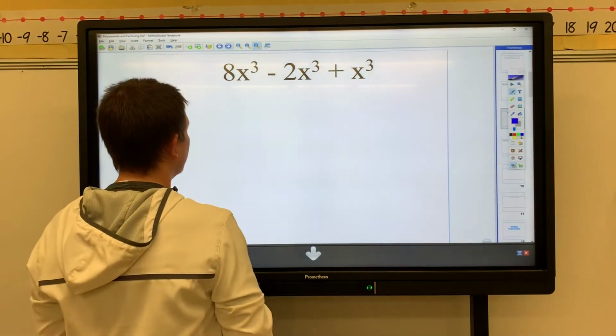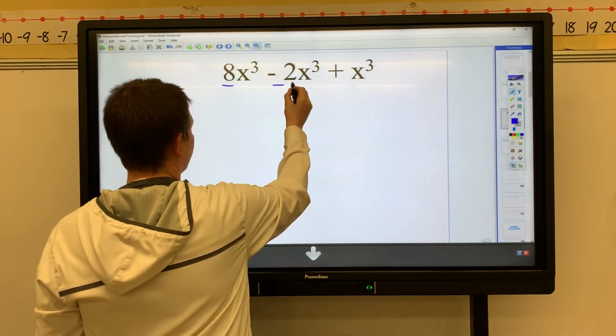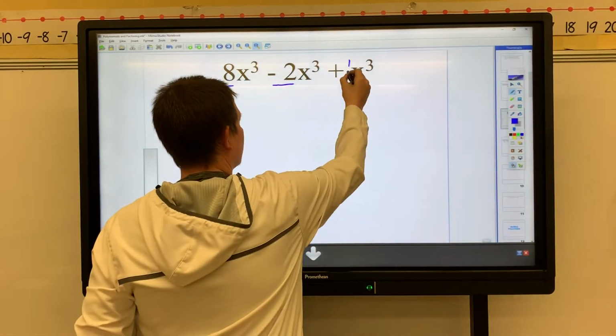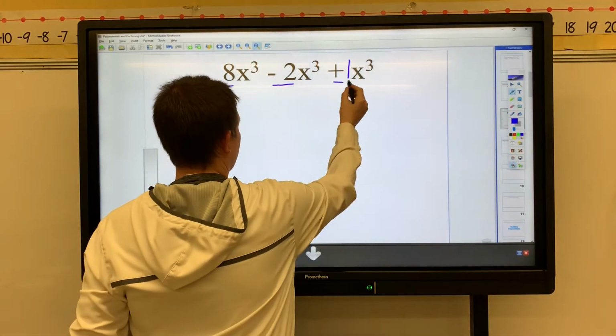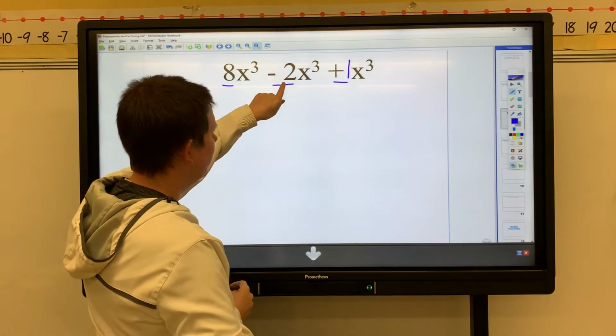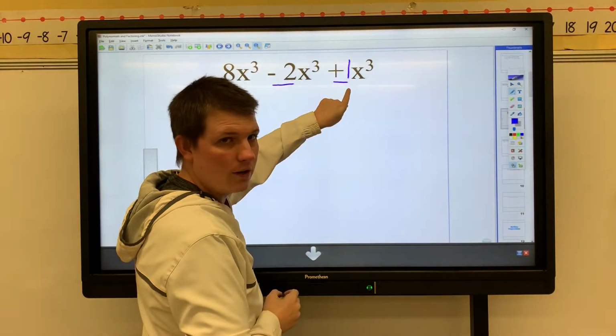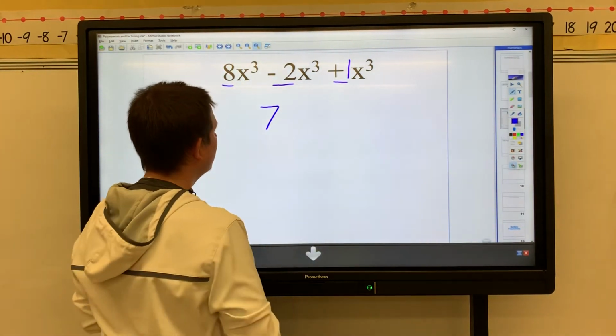So all we're going to do is take their coefficients and combine them. Now, what coefficient, what number is in front of that last term? It's a 1. So we're just going to take them together. So I have 8 minus 2 is 6. 6 plus 1 is 7, just like the last one.